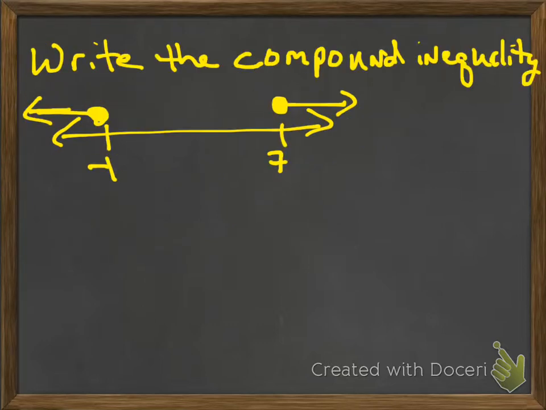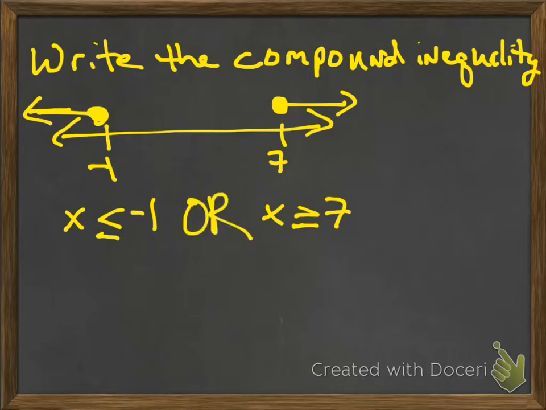Okay, here's my last set of examples. I want you to write the compound inequality. What compound inequality would fit this? Well, according to this, it's x is less than -1. Notice these are in separate directions, so I'm going to write these as two separate things. And then I also have x greater than or equal to 7. Now, how do I join these? Well, they're going separate directions, so I'm going to say or. There's my answer.